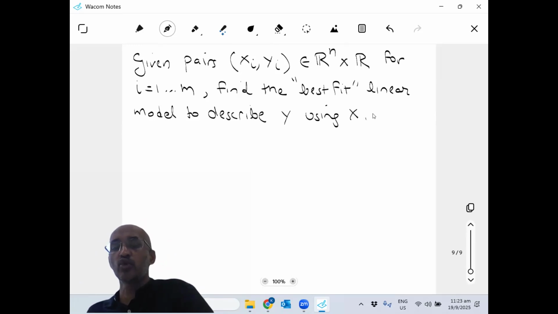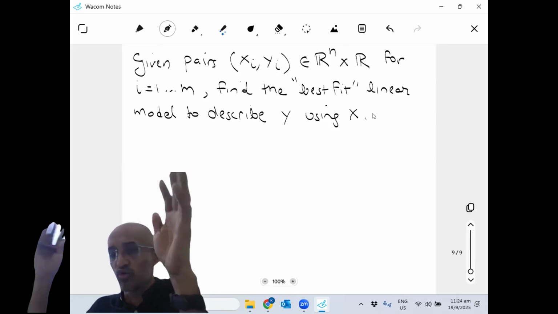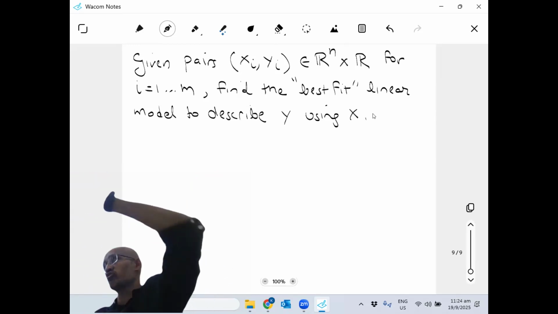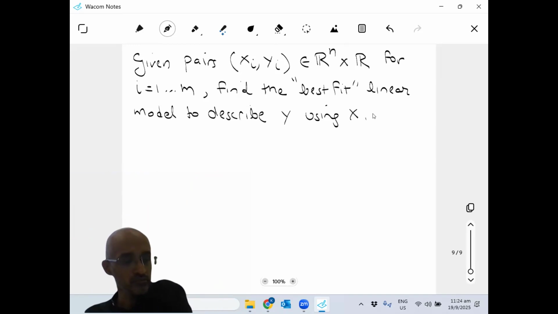Sometimes in statistics they will use N for the number of points and D for the dimension. I'm going to use the optimization convention. For those of you who do statistics, N is typically used for number of points and D is used for dimension. So don't get confused. You can use whatever as long as you understand what you're doing. So here M is the number of points and N is the dimension of my problem.